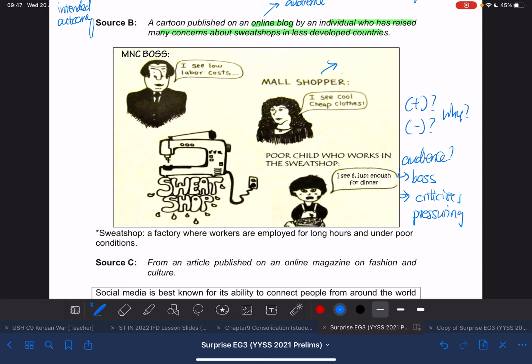Alternatively, if you think that this mall shopper is your main audience, then you could be thinking about purposes like raising awareness. Oftentimes, consumers and shoppers like you and I may not be fully aware of how the workers are being treated. As a result, we buy these products without thinking too much about how we could be improving their circumstances. So that's for source B.